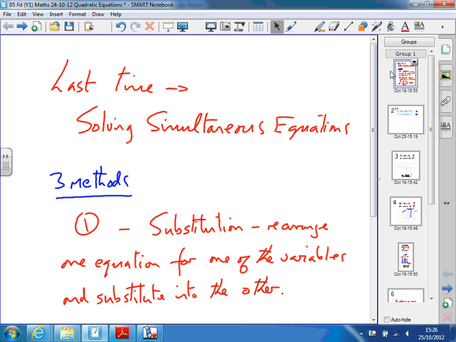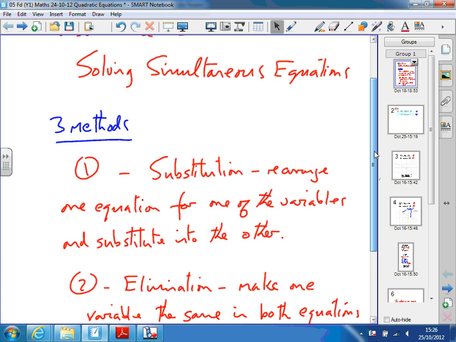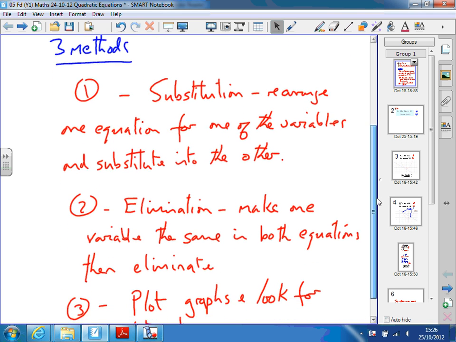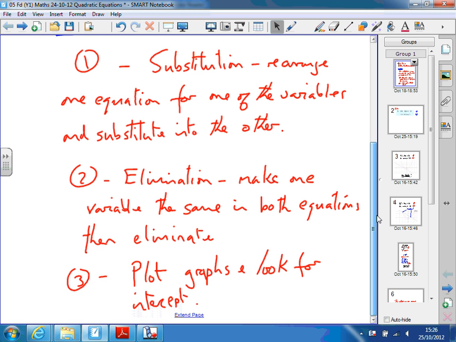So last time we were looking at solving simultaneous equations, three methods. One, substitution, which involves rearranging one of the equations for one of the variables, so let it read y equals something or x equals something, and then substitute that into the other. Two, elimination, make one variable the same in both equations, then eliminate. Or three, plot graphs. And all three methods are perfectly valid.